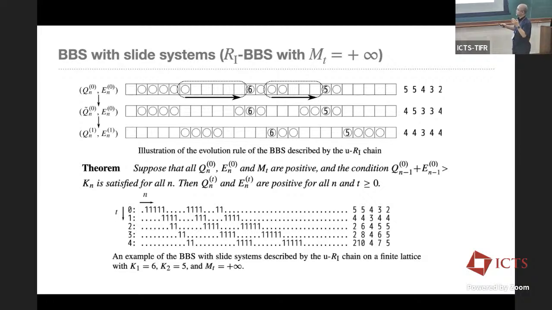And then after applying this slide system, the last step is just applying the same rule as in the standard box and ball system. And after finishing these 2 steps, we think of this as one time step of evolution.